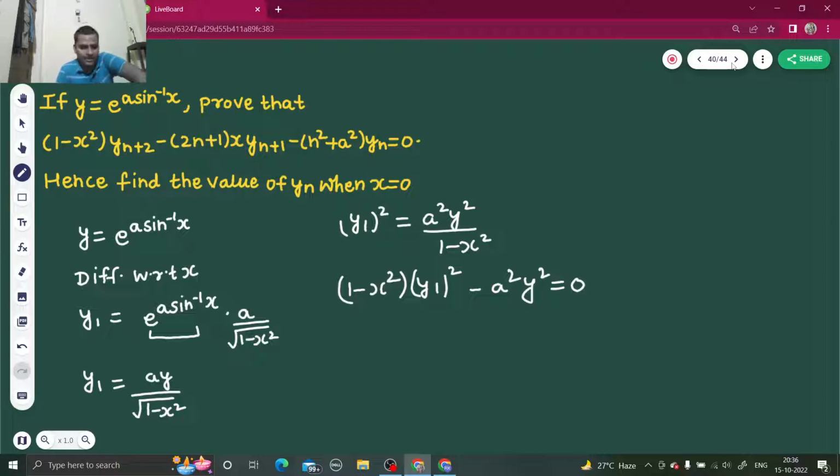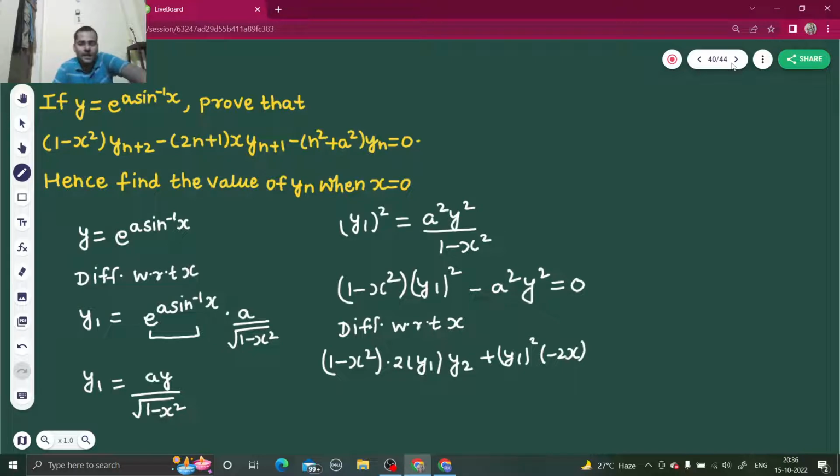Now again differentiate with respect to x. So 1 minus x square as it is, derivative of y1 square. So first of power, so power comes at front, power is decreased by 1. Now derivative of y1 is y2, plus y1 square as it is, derivative of 1 minus x square is minus 2x. Here you come, so derivative of y square is 2y, so 2a square y, and further derivative of y will be y1 equals to 0.